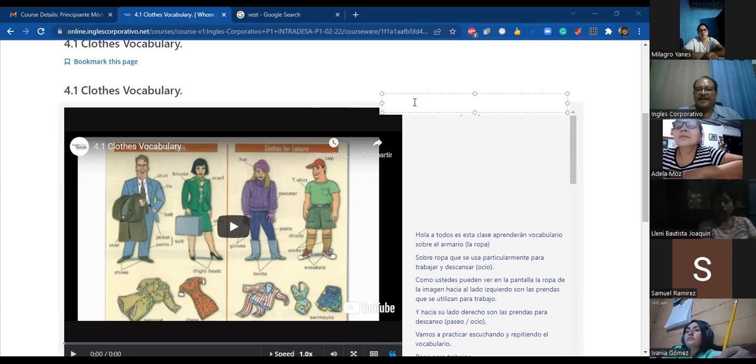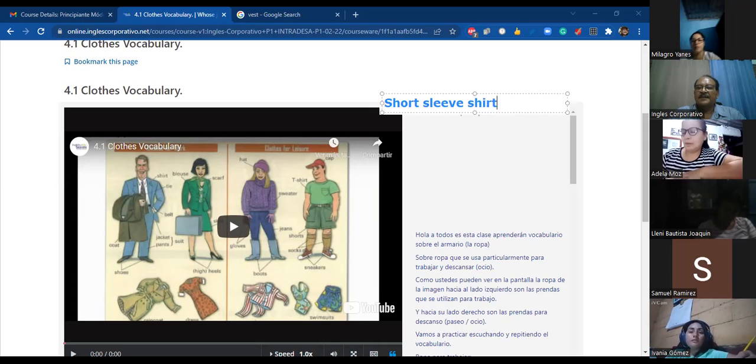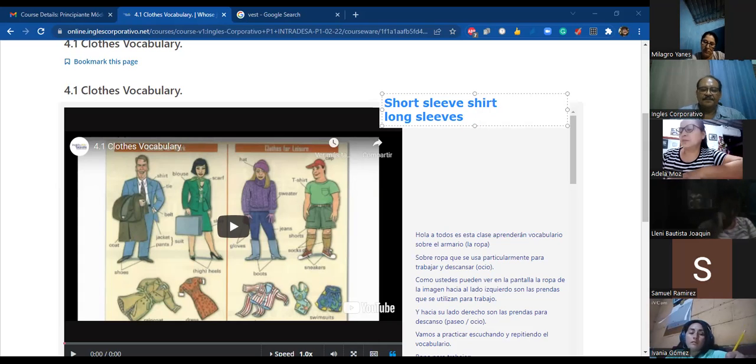Okay, so that's done. Let me see. Pero ahorita ya las pongo aquí las palabras. Me dijo short sleeve. Short sleeve. Este es camisa, short sleeve shirt. Una camisa manga corta y la otra es long sleeves shirt. Entonces mangas es sleeves y short es corto, long es largo.